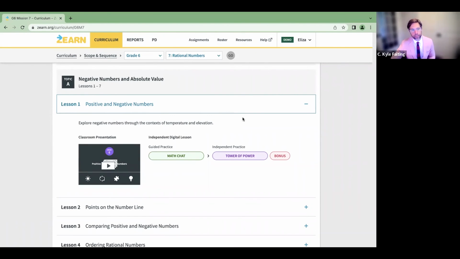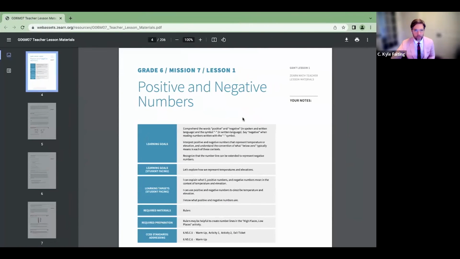I want to now turn to our materials to support teacher-led instruction, which emphasize discourse in order to support you in creating an engaging and inclusive math community. Let's take a look at the teacher-facing materials. We're going to hop down to lesson 1. This is the same lesson we just experienced digitally.